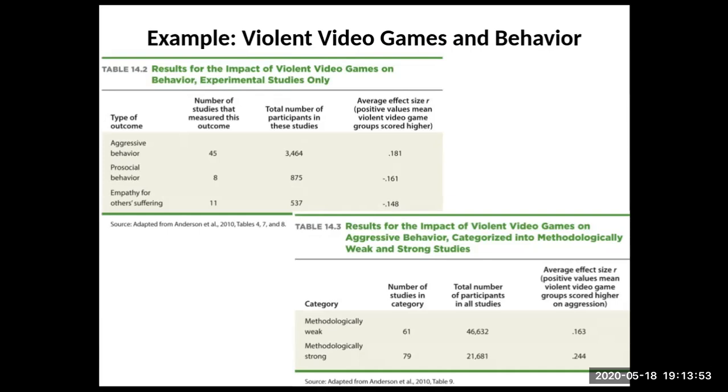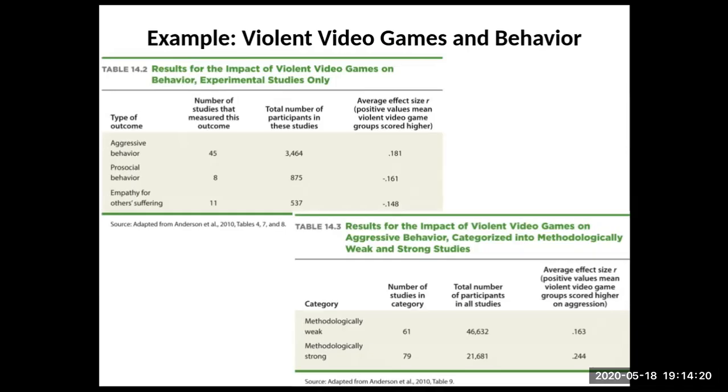Looking at table 14.3, what about the impact of violent video games on aggressive behavior, categorized into how well the study was conducted, methodologically weak versus methodologically strong. Looking at the number of studies and how this was determined, it could have been experts, peer reviewers, looking at the studies and determining these are kind of weak in the way that they were run, and these are really strong in the way that they were run. Let's see if there's a difference.